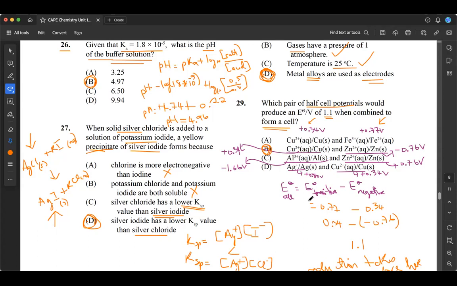So remember now, we calculate the standard cell potential by subtracting the half cell potential of the more negative one from the positive one. In this case, our more negative one is minus 0.76. So we're going to subtract that from our more positive one, which is 0.34. This is for A and this is for B. We're going to get 1.1 in this particular case. Our answer is B.